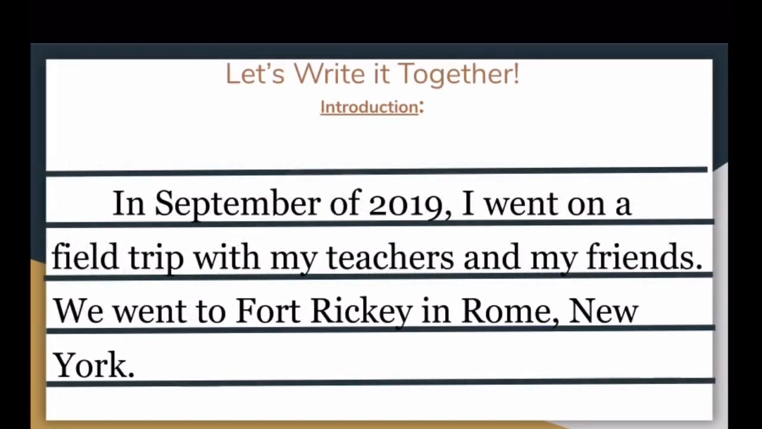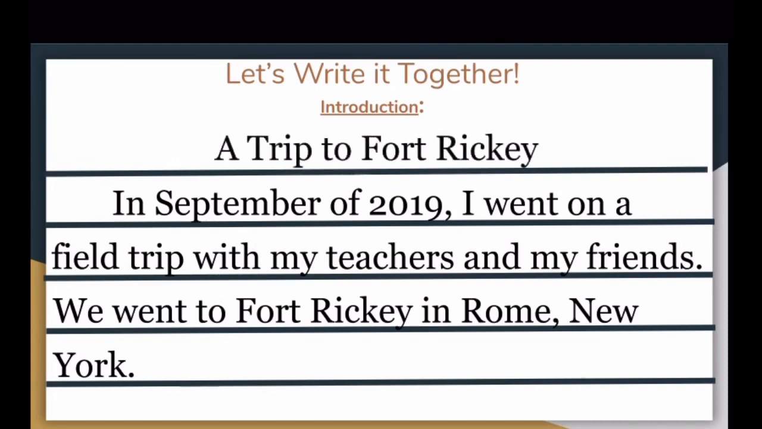What you're going to do now is take out a separate sheet of paper, okay? And on that first line of the paper, you are going to write in the middle the title of the story, which is A Trip to Fort Ricky. Please make sure you are writing neatly. You can't have any floating letters, okay? And you also want to pause the video because I'm going to talk a little bit faster than you're going to be able to write, which is totally okay.